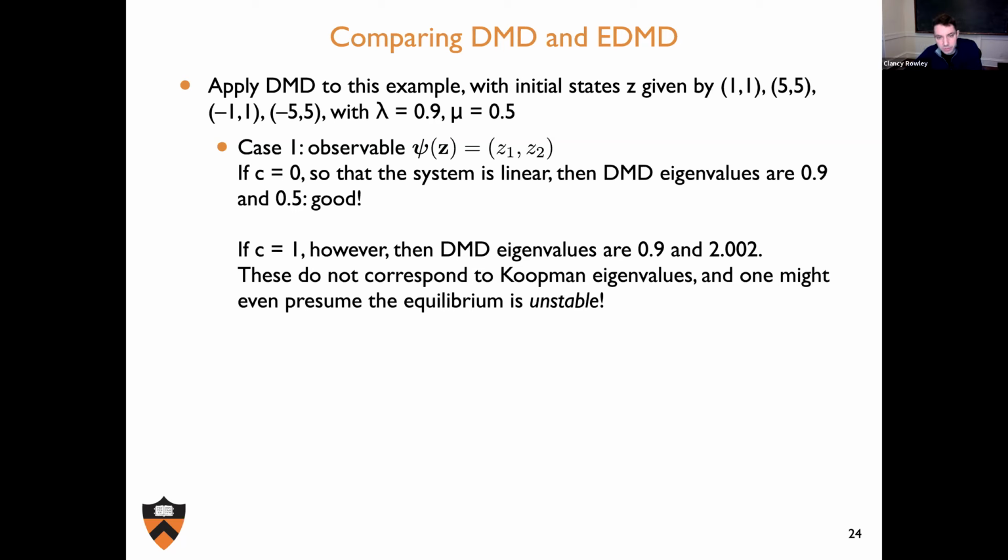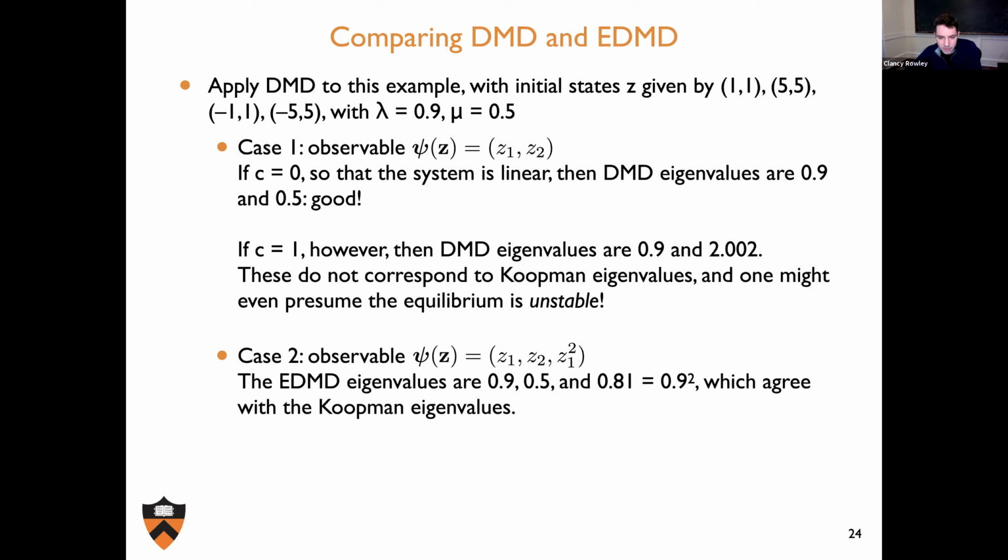Okay, so this didn't work very well, and we observed the whole state there, Z1 and Z2. Well, what if we now observe the 3 things, Z1, Z2, and also Z1 squared? And you might say, well, that's silly. Why would you want to, you're already measuring Z1, why would you also measure Z1 squared? If you know Z1, you can figure out Z1 squared.